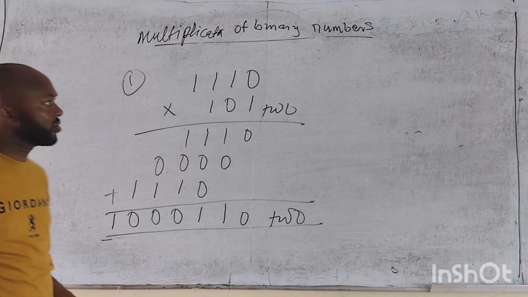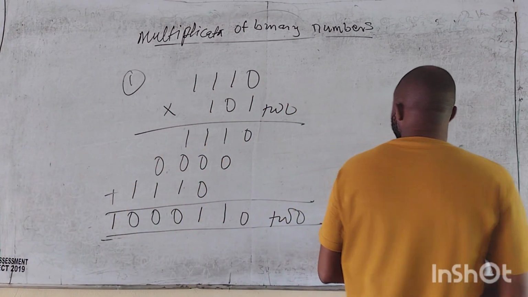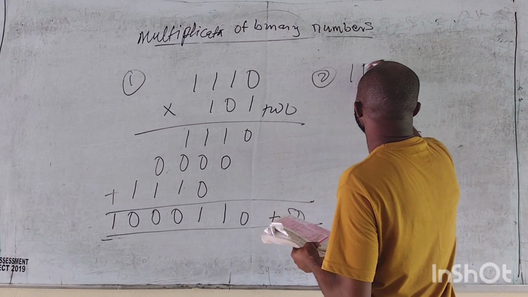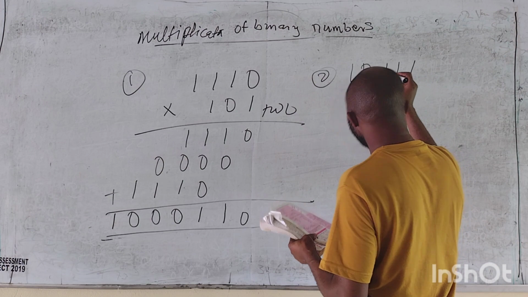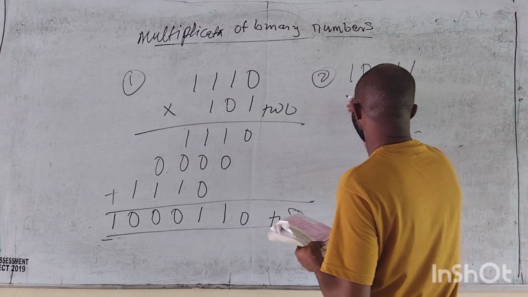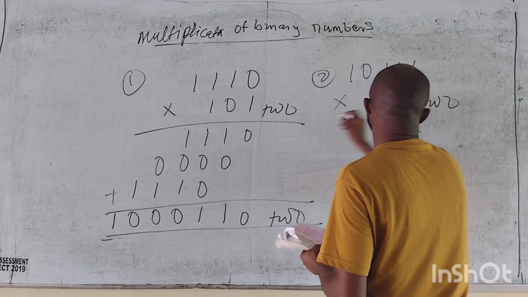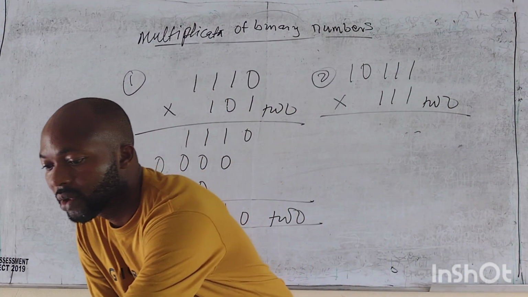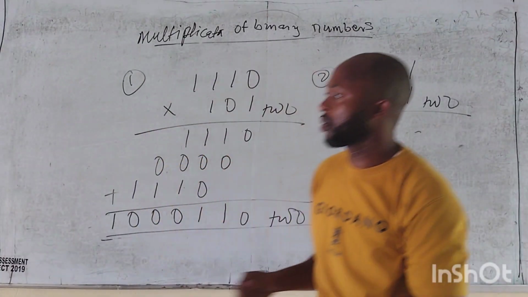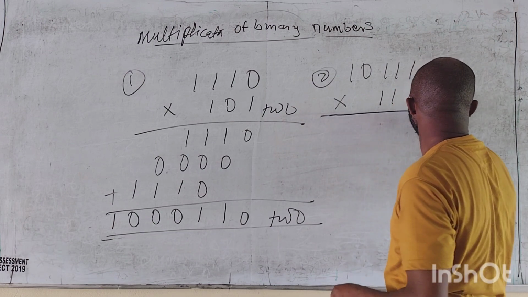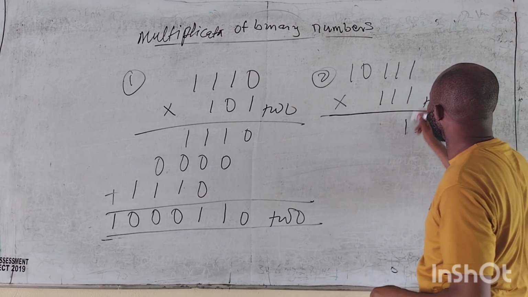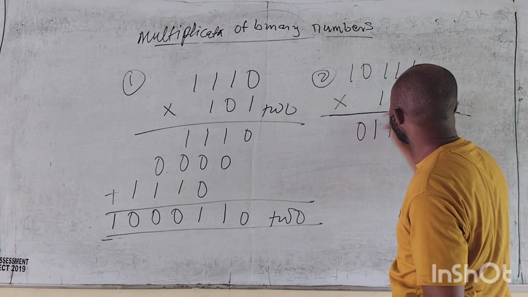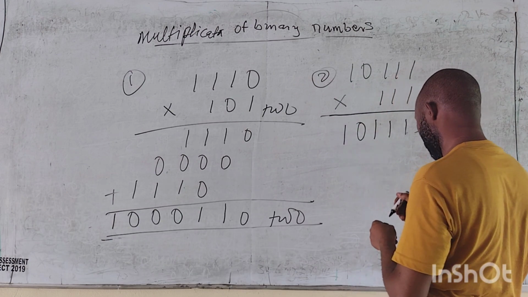Let's take example 2 now. 10111 times 111. We should multiply in base 2. Are we ready? Yes, sir. 1 times 1, 1. 1 times 1, 1. 1 times 1, 1. 1 times 0, 0. 1 times 1, 1. Do we understand? Yes, sir.